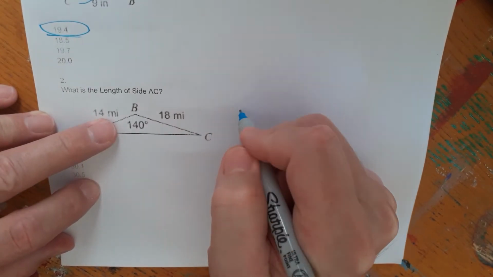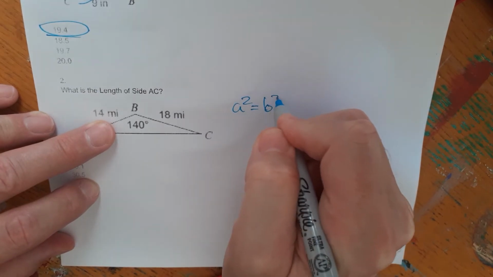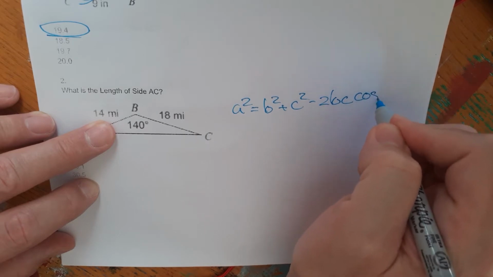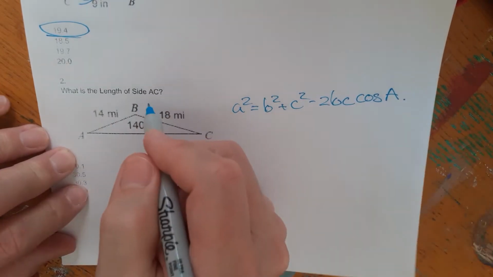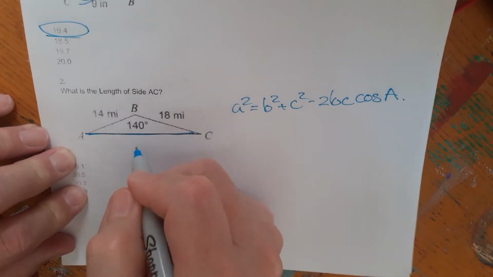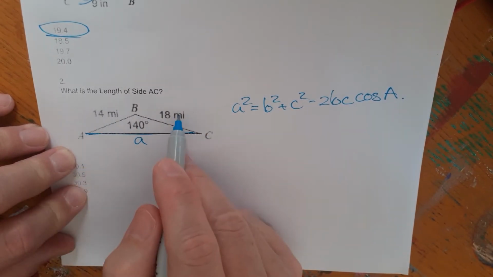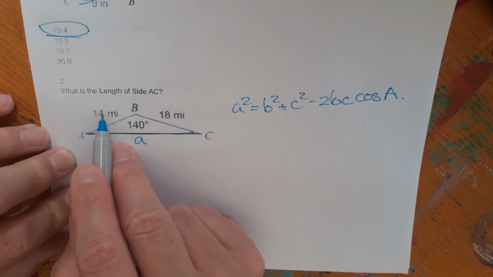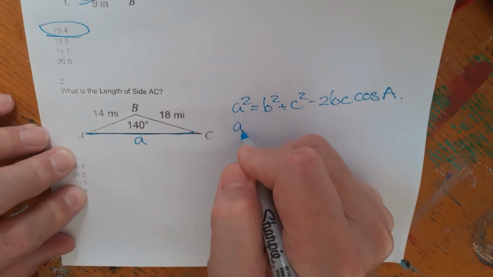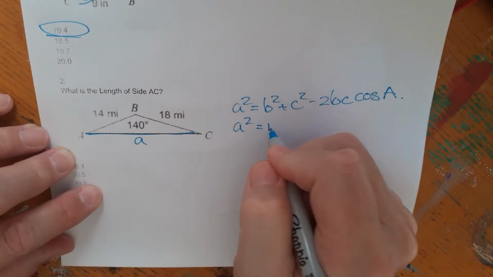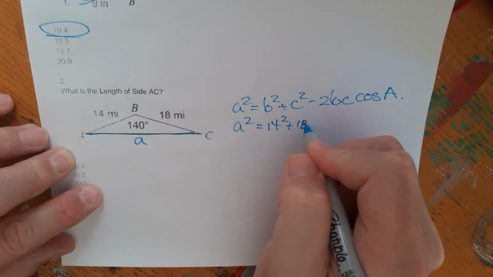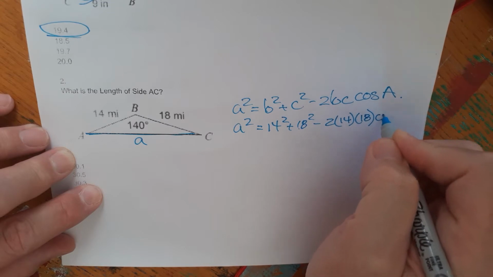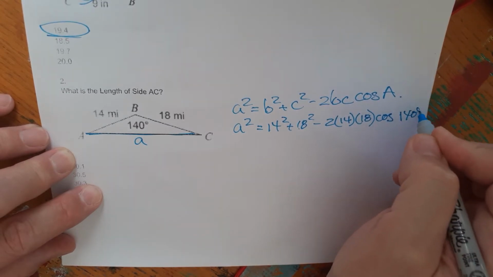So let's start with the law of cosines, which is a squared equals b squared plus c squared minus 2bc cosine A. They want side AC, that's here, so that's going to be our A. This is going to be B and C, and it doesn't matter which you define as long as they're B and C. So we're going to say A squared equals 14 squared plus 18 squared minus 2 times 14 times 18 times cosine of 140 degrees.